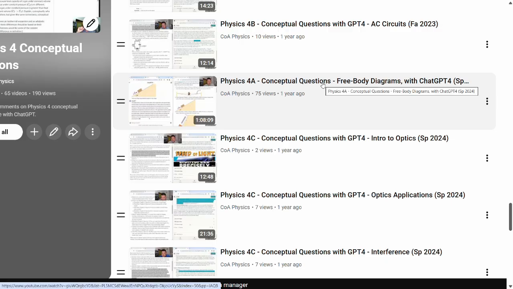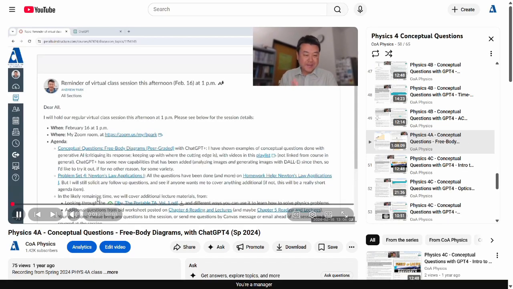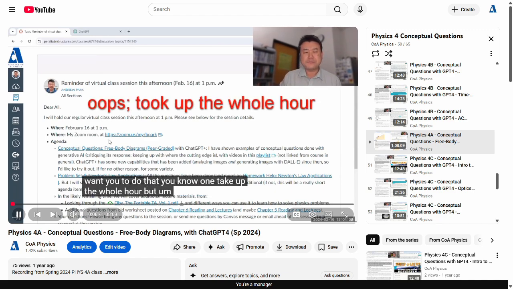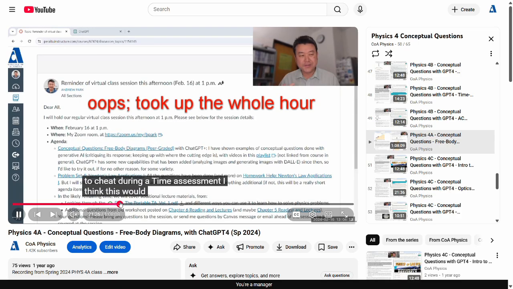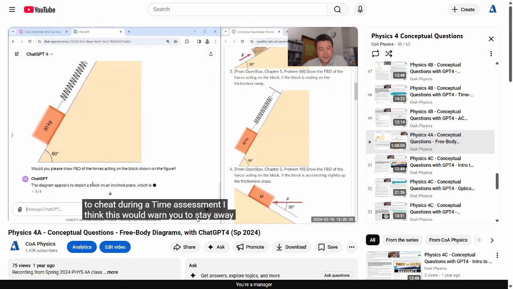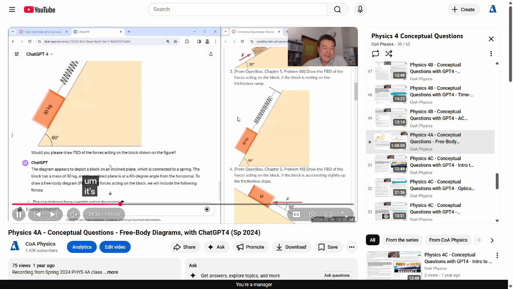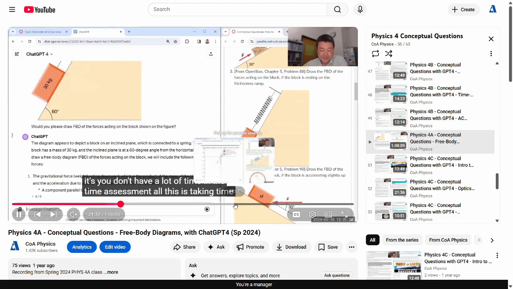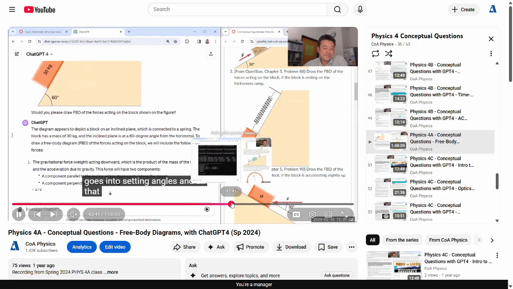But in these early days, it wasn't doing all that well. And if you look at this video, you will see that it doesn't actually generate good free body diagrams. This was a year and a half ago, spring 2024. It was crashing all the time, and now it would always generate a good description of the free body diagram.